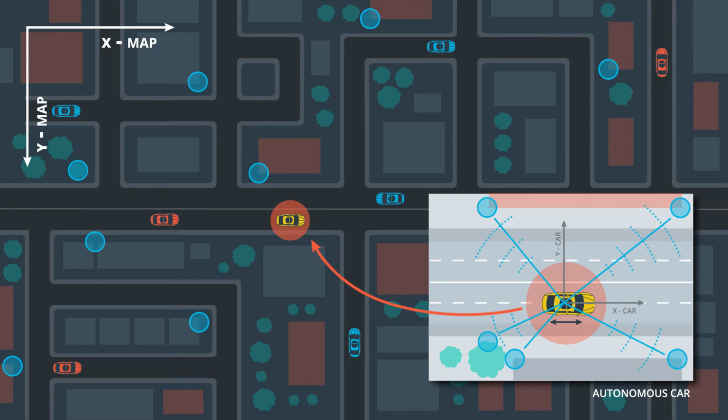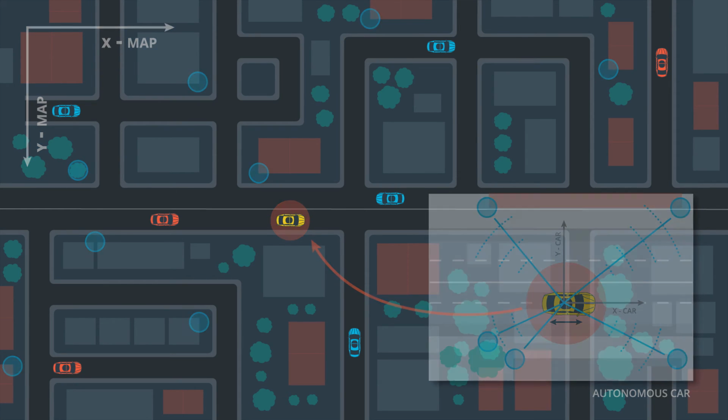This transformation should be as accurate as possible, let's say within a range of 10 centimeters or less. If you are able to estimate this transformation, you solve the localization issue.